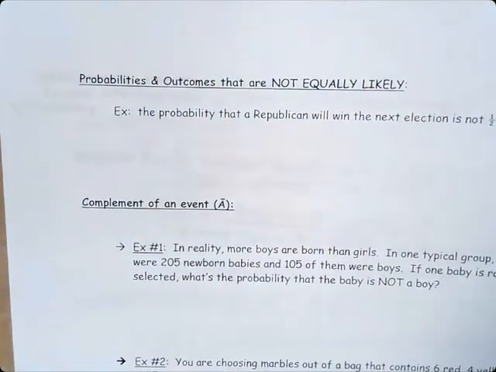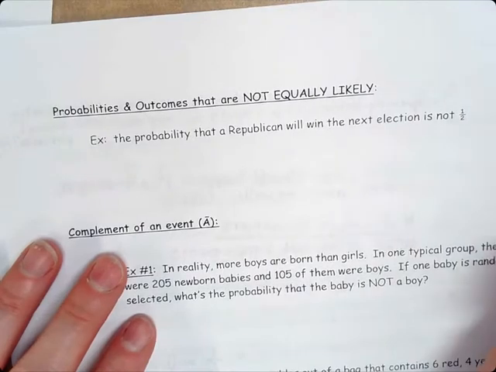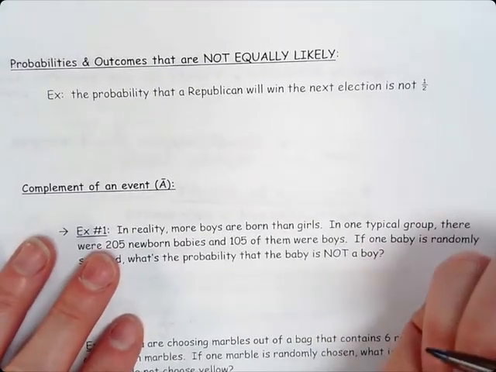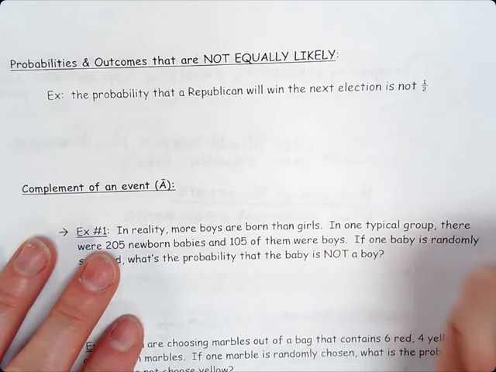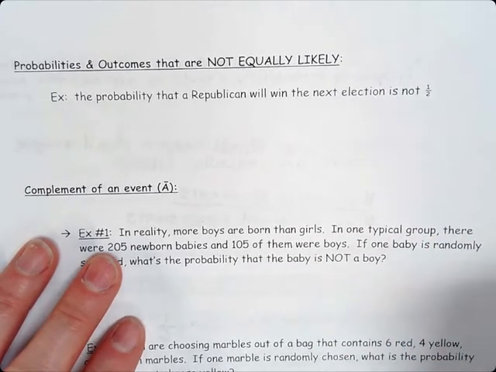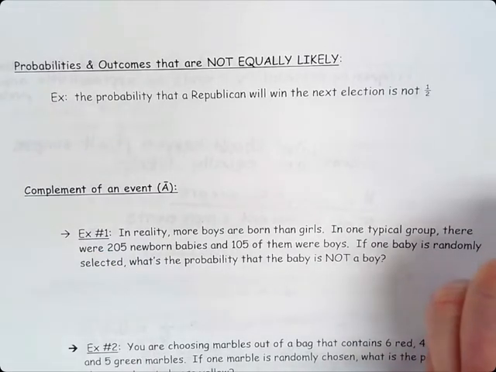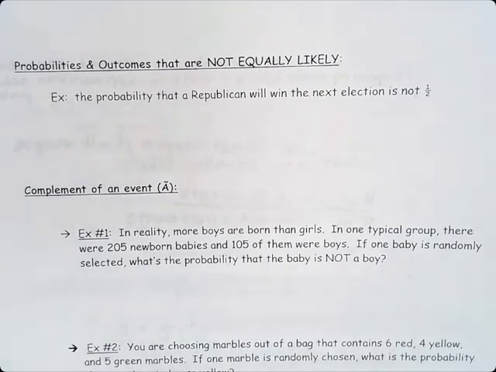Probabilities and outcomes that are not equally likely. So the probability that a Republican will win the next election is not 1/2. Why would it not be 1 out of 2? Yeah, because there's more than one. Because it's not just Democrat and Republican, there's that independent factor in there. And what I wrote is there are more variables than just Democrat and Republican.